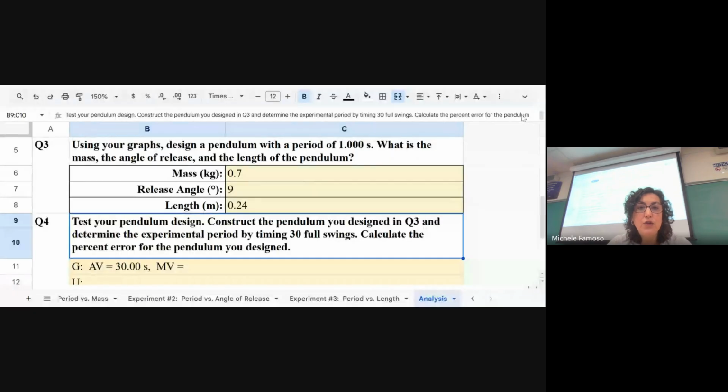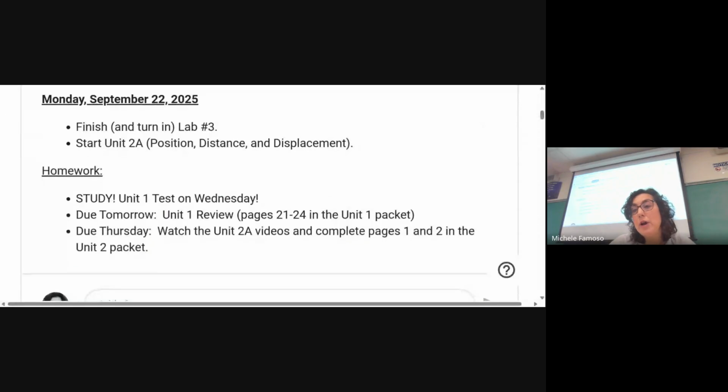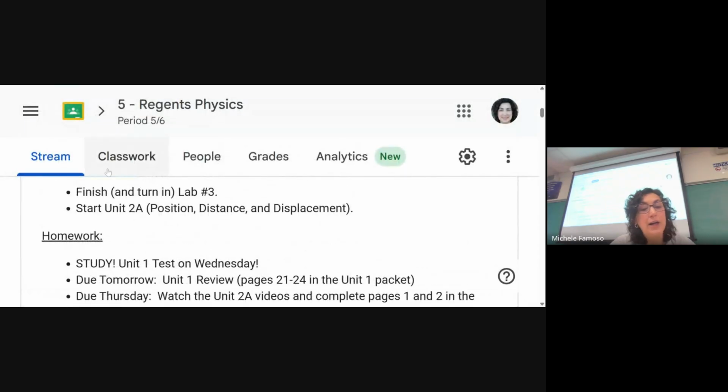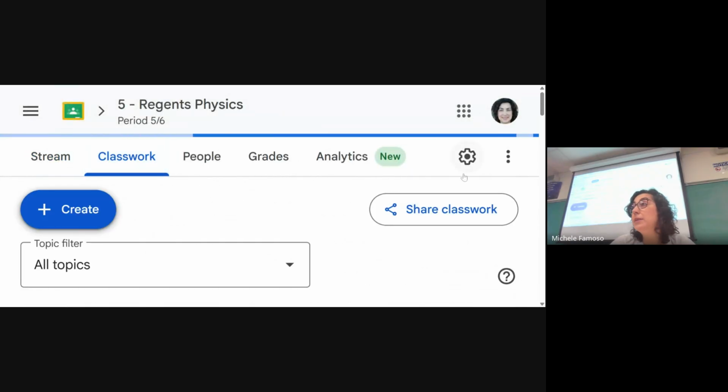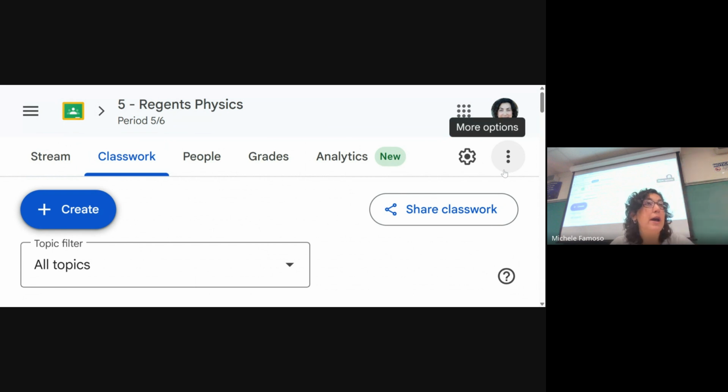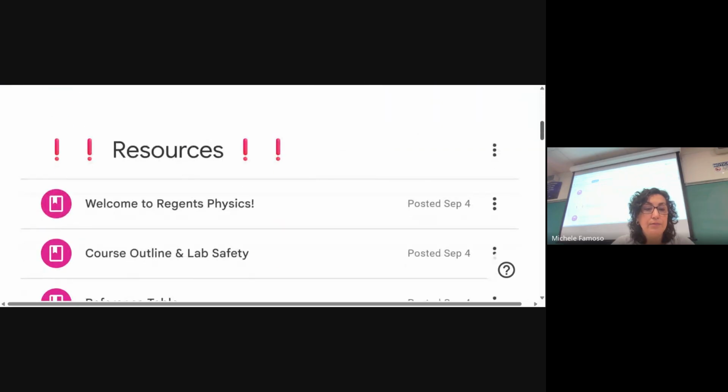So get your values. You have to use your graph. I'm going to be looking at your graph. If your graph doesn't give you that value, I'm going to be taking off points. I need you to read your graph to see what your graph tells you you need for a period of 1 second.